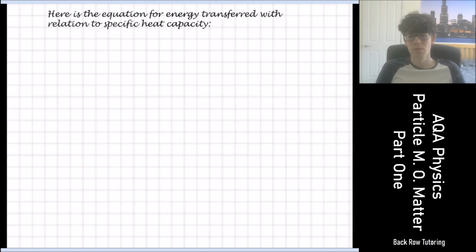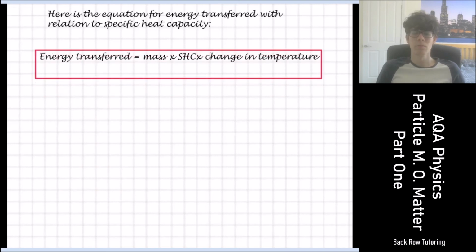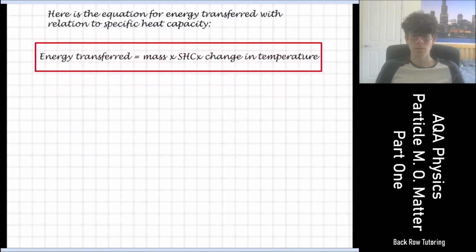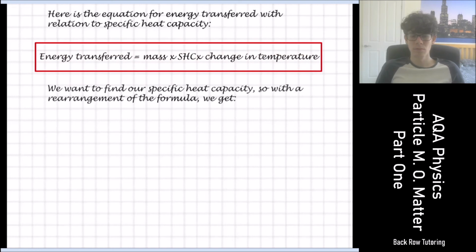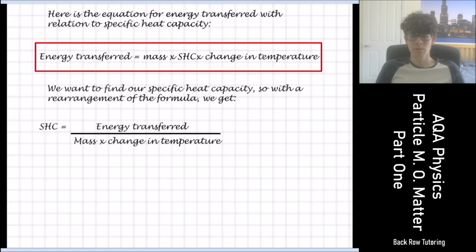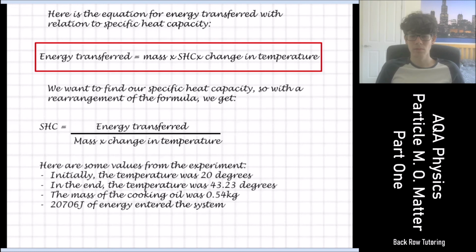Here is the equation for energy transferred with relation to specific heat capacity. Energy transferred is mass times the specific heat capacity times the change in temperature. Now we want to find our specific heat capacity, so we need to rearrange this formula. Once we've rearranged it, we get that the specific heat capacity is the energy transferred divided by the mass multiplied by the change in temperature.